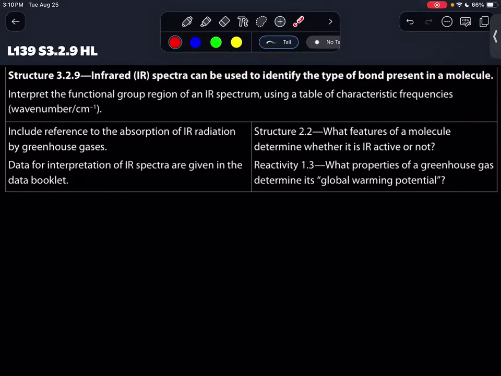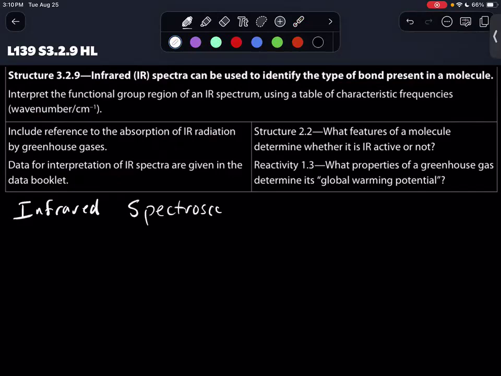That's going to be section 20 of the data booklet. So make sure you have that handy. So let's start off with what is infrared spectroscopy. Now, we already know infrared radiation is part of the electromagnetic spectrum. It comes before red, infrared before red.